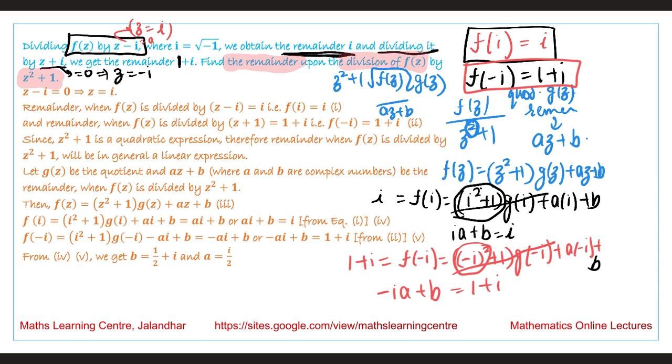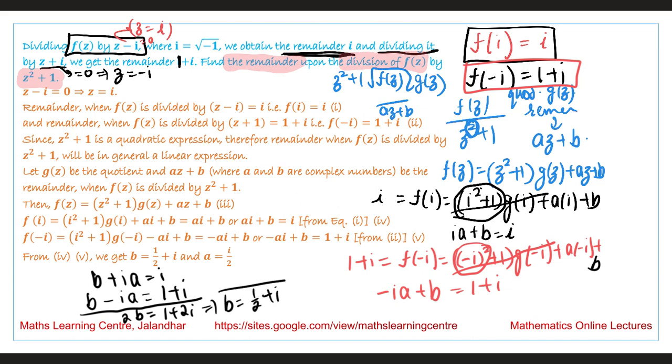So if we solve these two equations, one is b plus i a is equal to i, and the second is b minus i a is equal to 1 plus i. If we add both these equations, we will get 2b is equal to 1 plus 2i. So this implies that b is equal to 1 by 2 plus i.